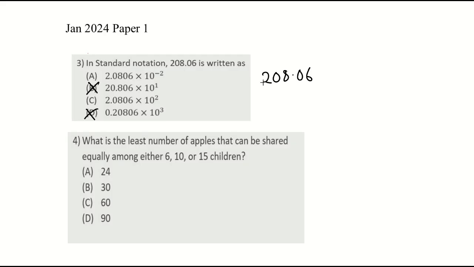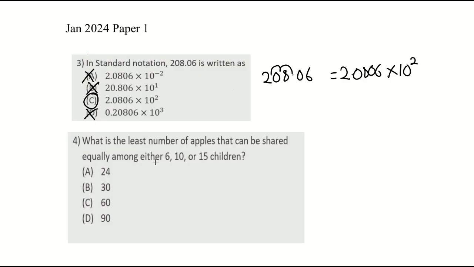Alright? We know when your power is negative, we went to the right hand side. But we are shifting this to the left hand side. 1, 2. So it cannot be A. So through process of elimination, it will be C. Right, but you shift 2 times, so the answer will be 2.0806 multiplied by 10 to the power of 2, because you shifted 2 places.